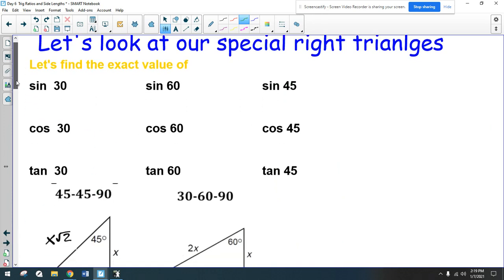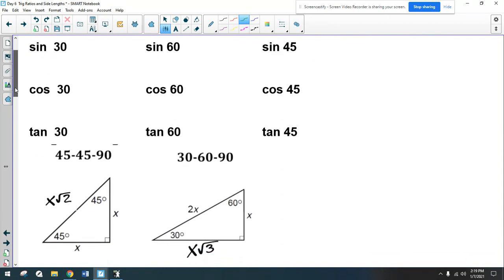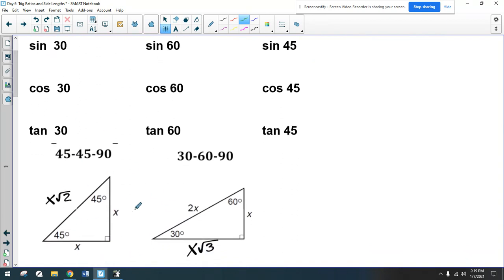If you want to find the exact value, these were our special right triangles, right? This was what we were dealing with last week when we did the 45, 45, 90 and the 30, 60, 90. So if they give you stuff like this, you're not supposed to put it in the calculator because these are the special right triangle numbers, 30, 60, and 45s. So these are going to be our thetas here.